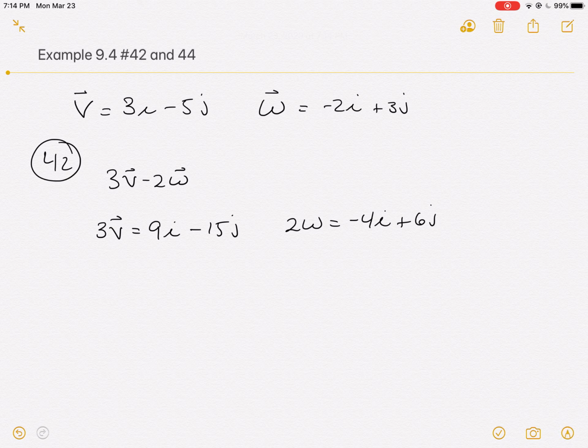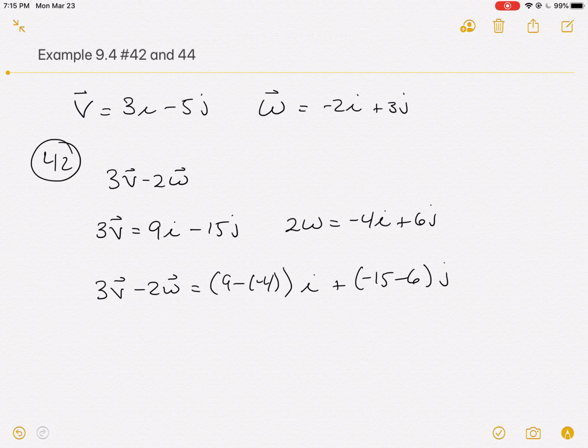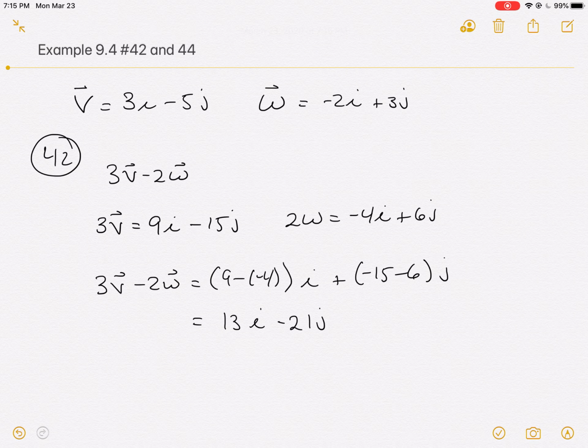And so now I've got to subtract those, and they subtract just like you thought they would. So 3v minus 2w is simply going to be 9 minus a negative 4i, and then plus negative 15 minus 6j. We put those two things together, and as we do so, we get a positive 13i and a minus 21j. And that's the answer that they have in the back of the book. It's that easy. So to add and subtract, you just add and subtract the i and j components.